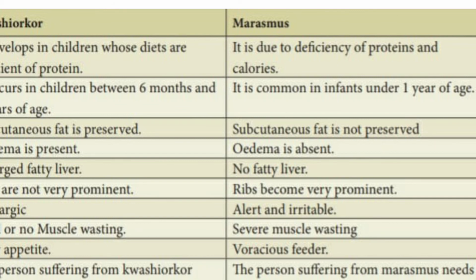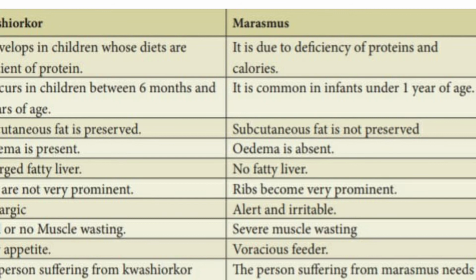Subcutaneous fat is preserved in Kwashiorkor. Subcutaneous fat is lost in Marasmus. Edema is present in Kwashiorkor, but edema is absent in Marasmus. Children will have an enlarged fatty liver in Kwashiorkor. In Marasmus, no fatty liver. In Kwashiorkor, the ribs are not very prominent. In Marasmus, the ribs will become very prominent.